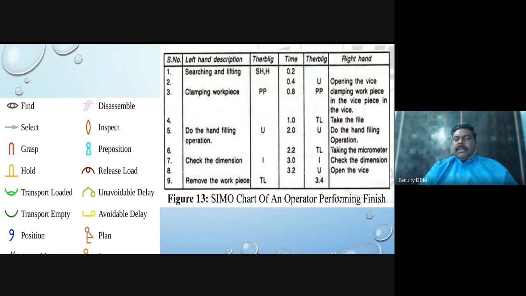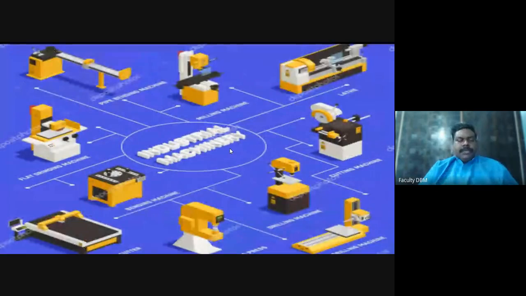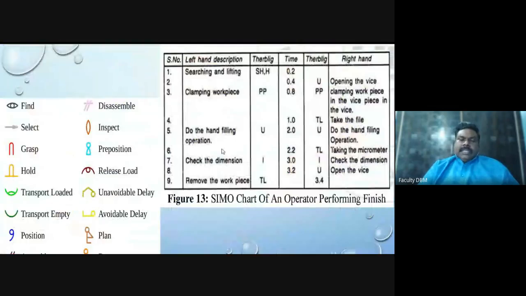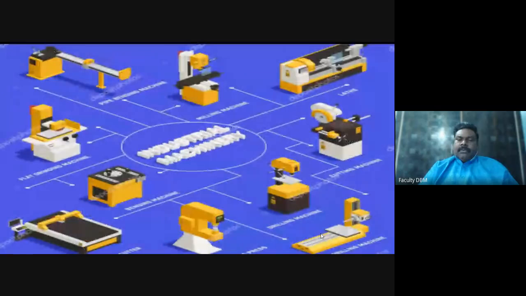SIMO chart of an operator performing a task. For the left hand description we have searching and lifting, and for the right hand description we have these therbligs we are going to use, some letters, and timing. This is another type of chart, proposed by Gilbreth, where you see the left hand is doing this work and the right hand is doing this work. So these are the charts we have for performing.